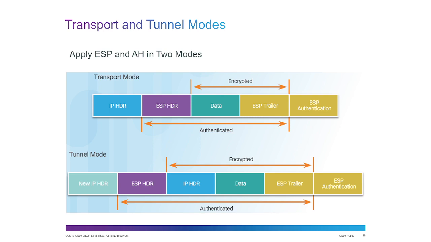In tunnel mode, we take the IP header and the data, leave it as it is, add the ESP trailer and encrypt it, then add the ESP header and authenticate it, include the ESP authentication, and add a new IP header and communicate. So these are the two different modes we have with ESP.